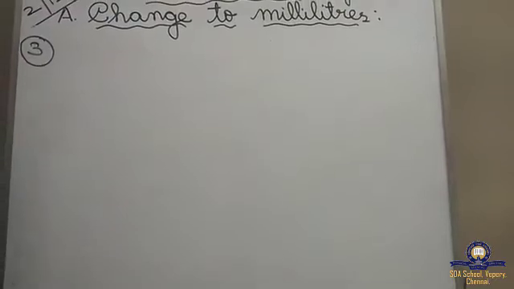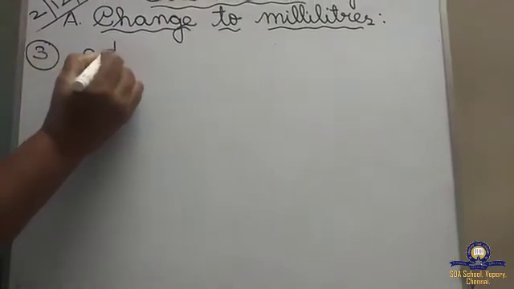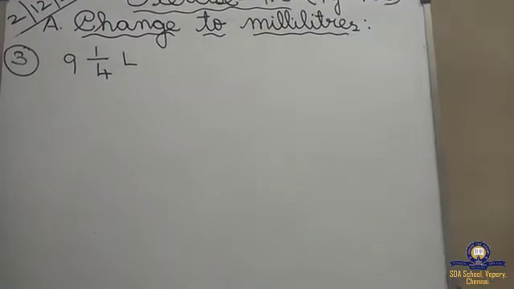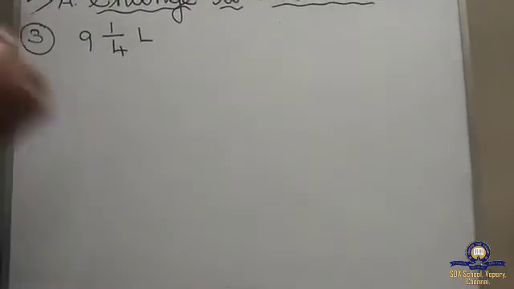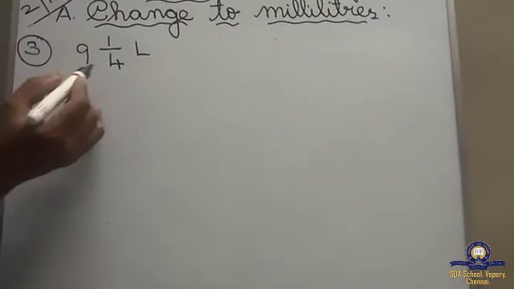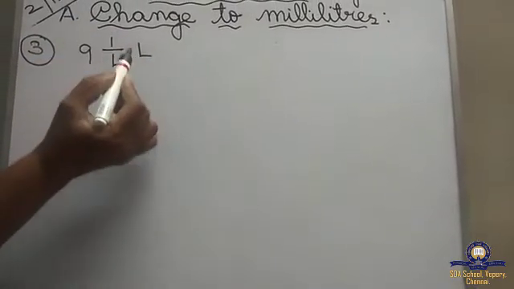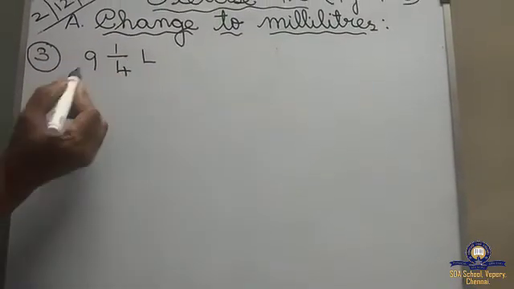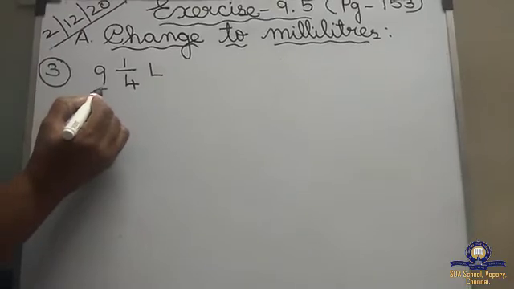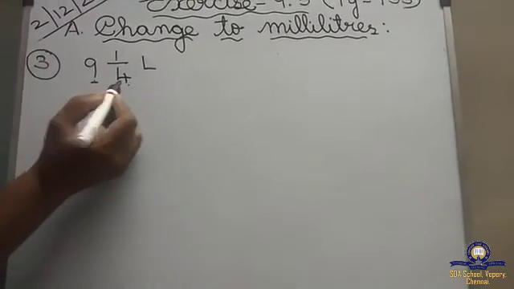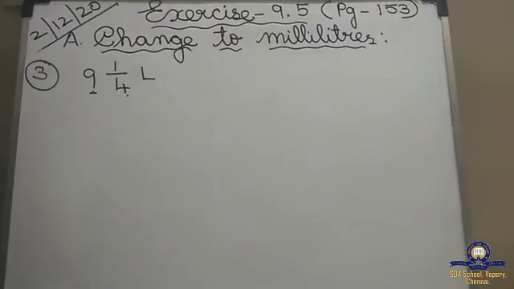Third sum is 9 1/4 liter. So here what we have learnt in the last YouTube class, children, 1/4 means what? 250 ml. 1/4 means 250, we say. Okay children, first for the 9, you have to convert 9 and then you have to convert this 1/4.